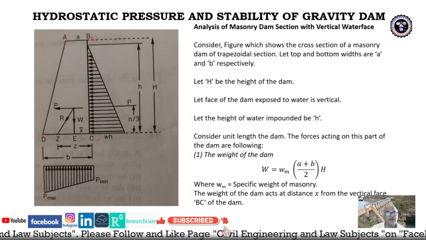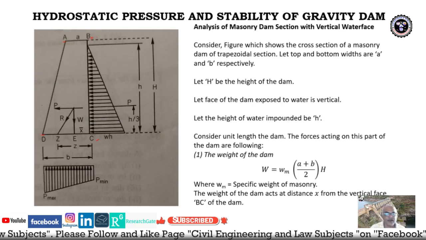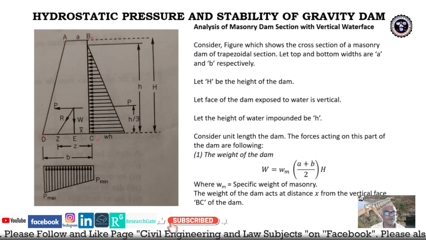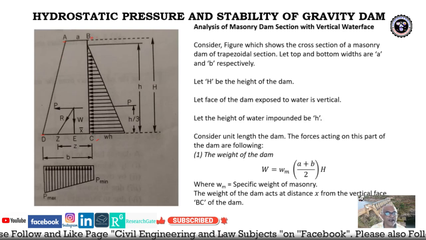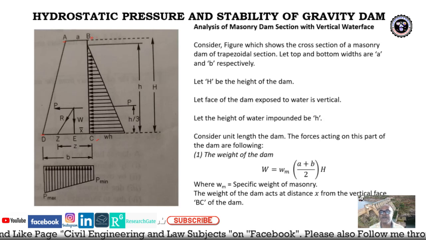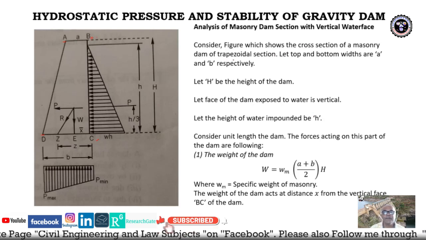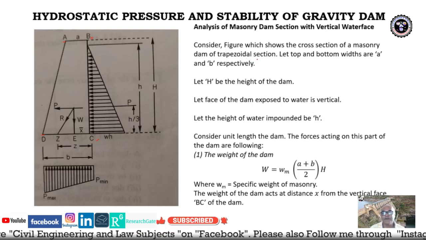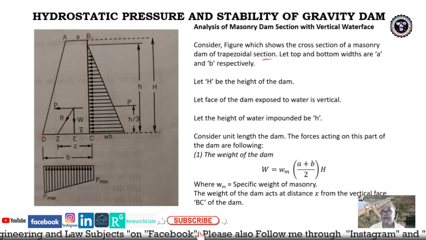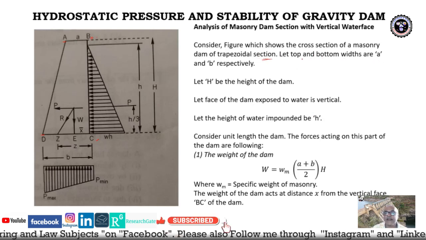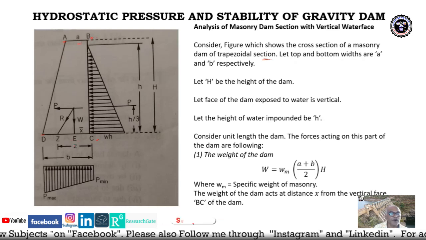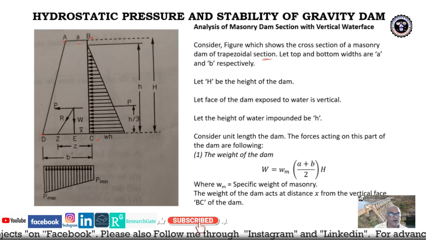Okay, so you must have seen the dams at various locations. Let us say this is A, B and C, D. This is the gravity dam. Consider the figure which shows the cross section of the masonry dam of a trapezoidal section. Let us say ABCD is a trapezoidal section here. The top and the bottom widths are a and b respectively. Let us say the top width is a and the bottom width is b here.